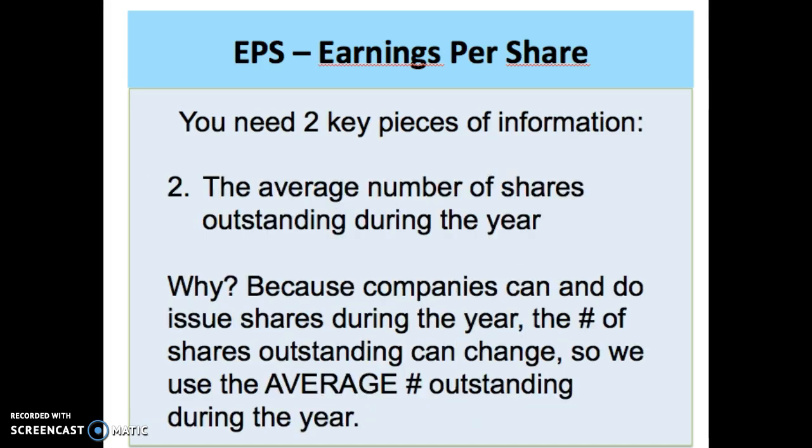So the second piece of information you're going to need is the average number of shares that were outstanding during the year, and I'm referring to common shares. So why do we need to know the average number of shares outstanding? Well, it's because companies can and do issue shares during the year. So the number of shares outstanding can change. So we use the average number outstanding during the year, and in the illustration of the problem, I'll show you what we mean by the average number outstanding during the year.